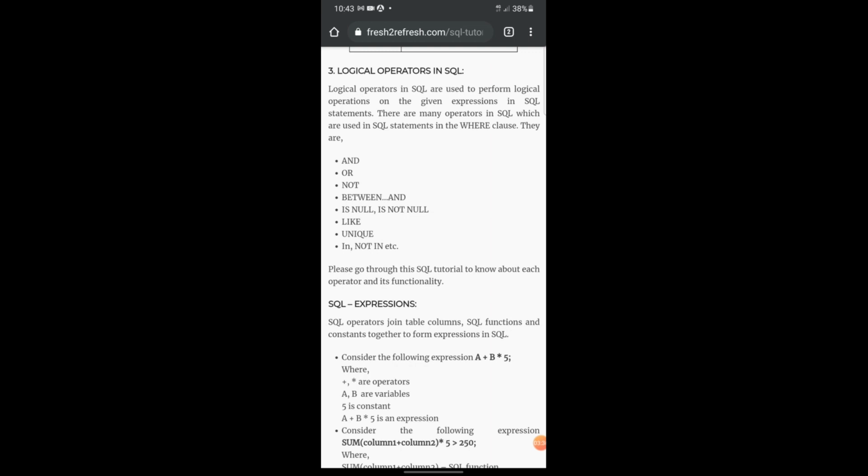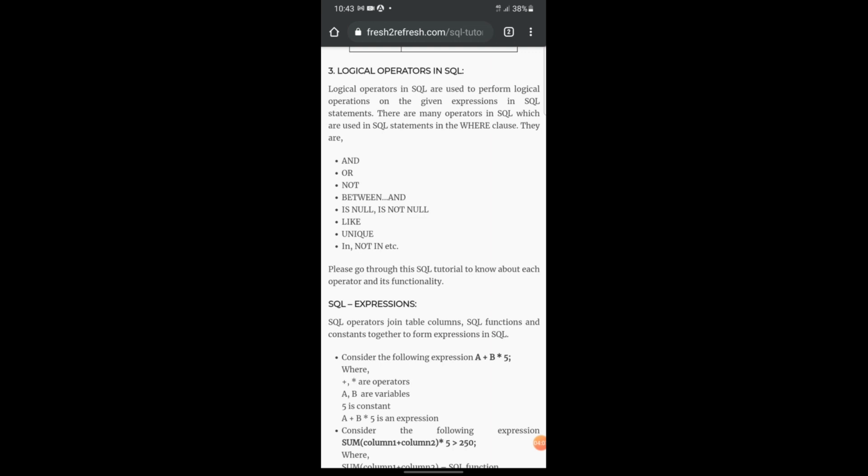Then comes UNIQUE. Say, for example, you have to find the distinct number of people or distinct names from some table, where there will be no duplicates. In that kind of scenario, the UNIQUE operator comes into play, that is, to find unique rows or a unique set of data from the table concerned.